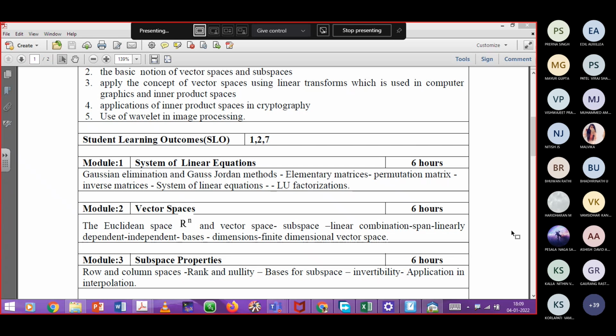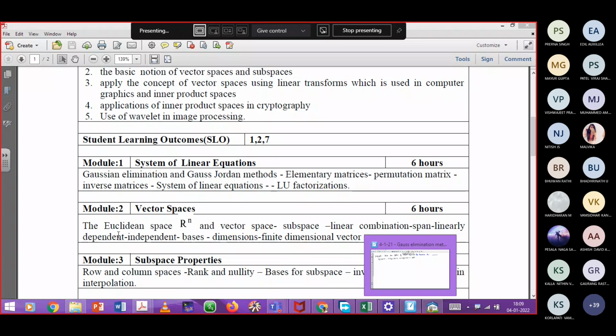In that method, what was the process you would have followed? You have to convert the given system of linear equations first into a matrix. Then, applying some methods, you finally derive your x, y, z values, that means the value of unknowns. The same process we are going to follow in this module 1. Very, very easy module, so please listen properly.